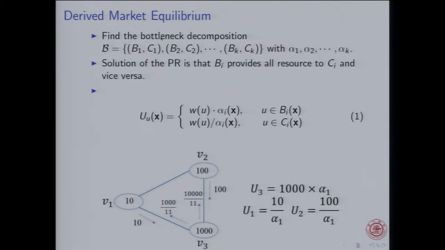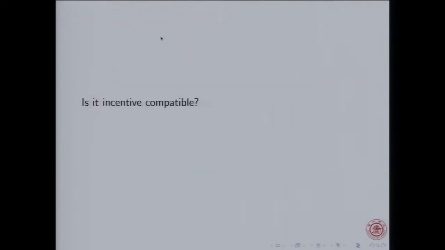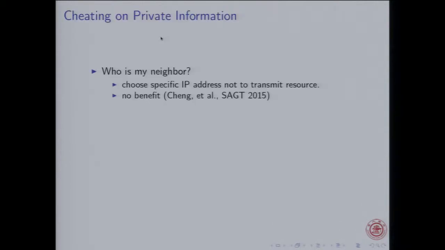So now we have a fair mechanism, and we know what the equilibrium looks like. We want to ask whether this mechanism is incentive compatible. When we consider incentive compatibility, we need to consider what strategic behavior an agent could do. Assuming I am an agent in the network, which private information can I lie about? What are the agents reporting?